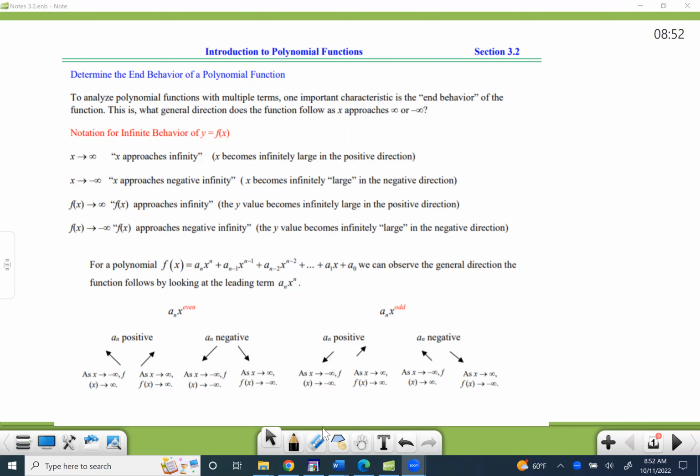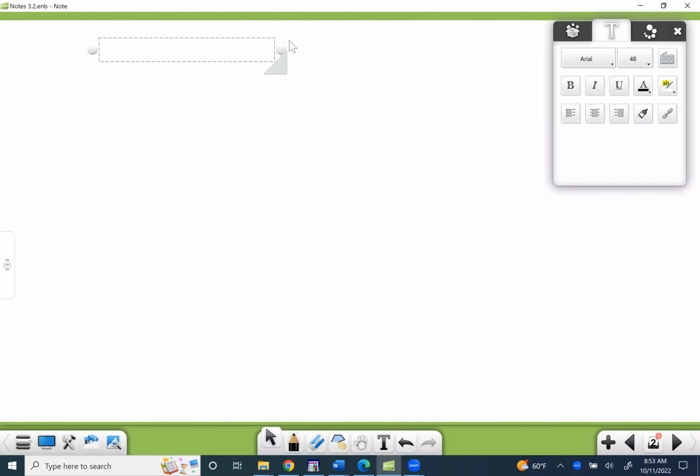All right, welcome everyone. Today we are going to talk about how to graph polynomials, just how to sketch them. Just their general shape is good enough. So let's start off by talking about the end behavior. Okay. So I'm going to just describe the leading term test. That's going to tell us.